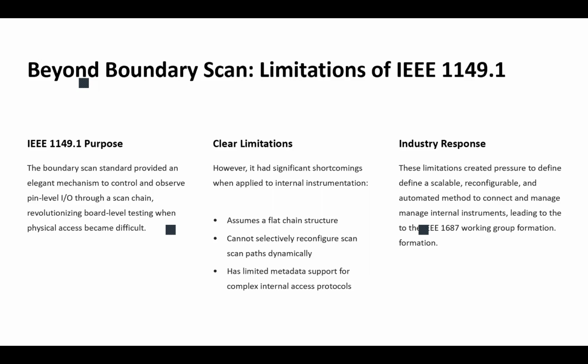These limitations basically created pressure to define a scalable, reconfigurable, and automated method to connect and manage internal instruments, which is what we are going to talk about as IEEE 1687. As chips got more complex, we needed a way to access internal tools, and this access should be efficient, flexible, and vendor neutral. So the goal became to develop a standard that could manage instrument access like a network. It's not a single chain, it's a network now in this standard.